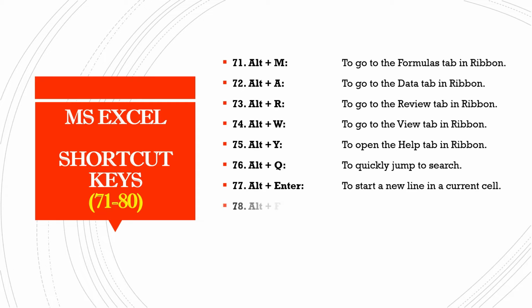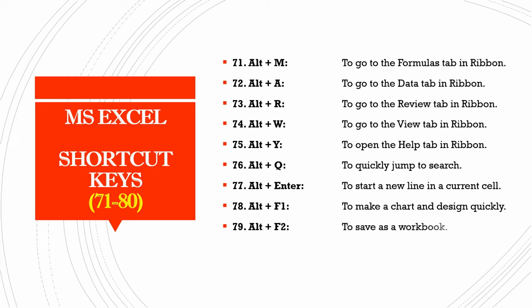Alt plus F1 is used to make a chart and design quickly. Alt plus F2 is used to save as workbook. Alt plus F plus E is used to export your workbook. Alt plus F plus Z is used to share your workbook. Alt plus F plus C is used to close and save your workbook.